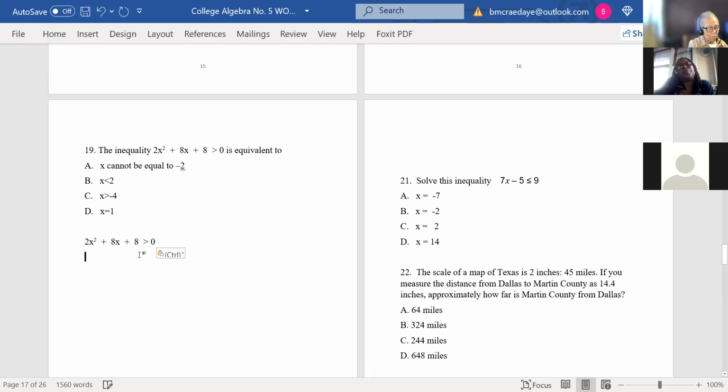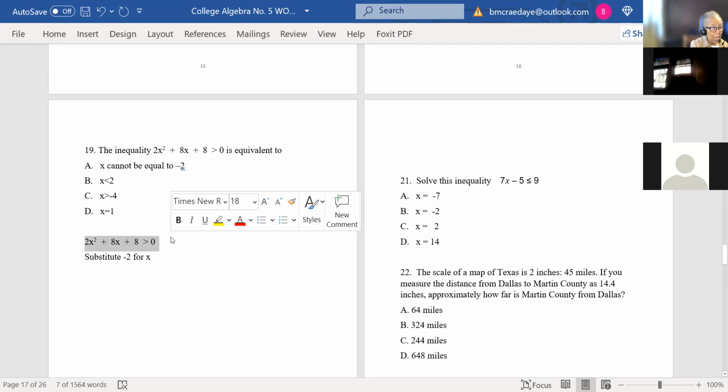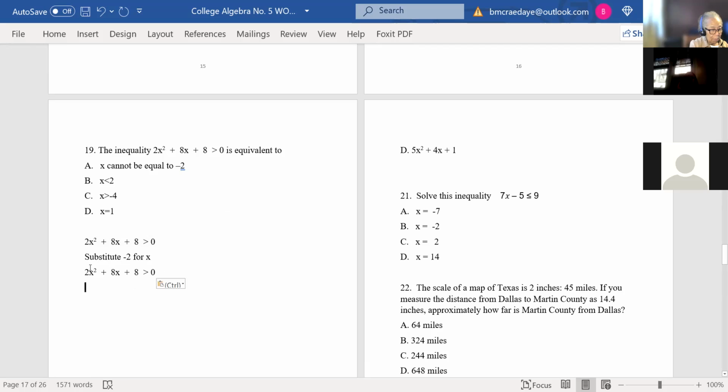So what you do is substitute -2 for X. All right. And to do that, let's just copy this and put the -2 in there. We'll show you why that is not coming out greater than 0. So let's copy that. Put the -2 in for the X. So let's just put -2 for the X, -2 here for the X.